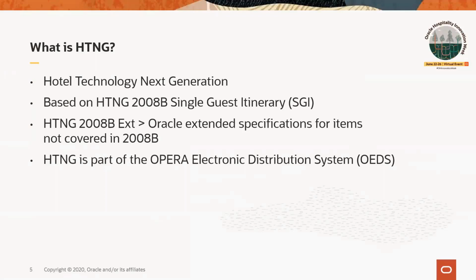HTNG is part of OEDS, which is the Opera Electronic Distribution Suite. It consists of a number of interfaces such as the Alternate Distribution Suite, Gaming, HTNG, which we're discussing today, Kiosk, and OWS. It is common that the OEDS and HTNG terms are interchangeable depending on whom you speak with. Some may refer to the server as the OEDS server or the HTNG server.